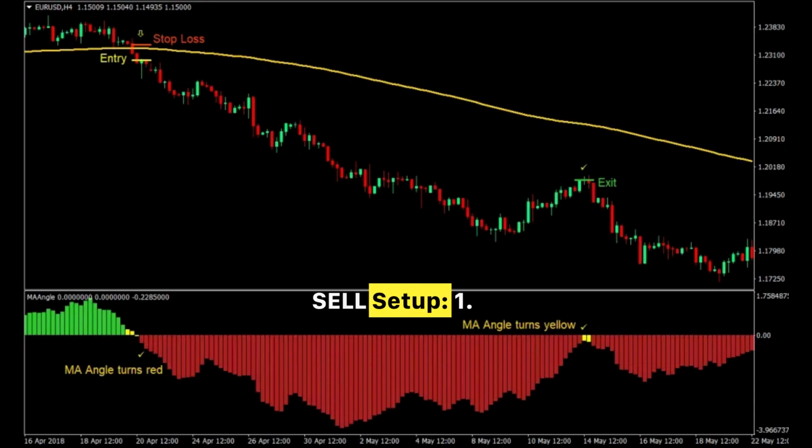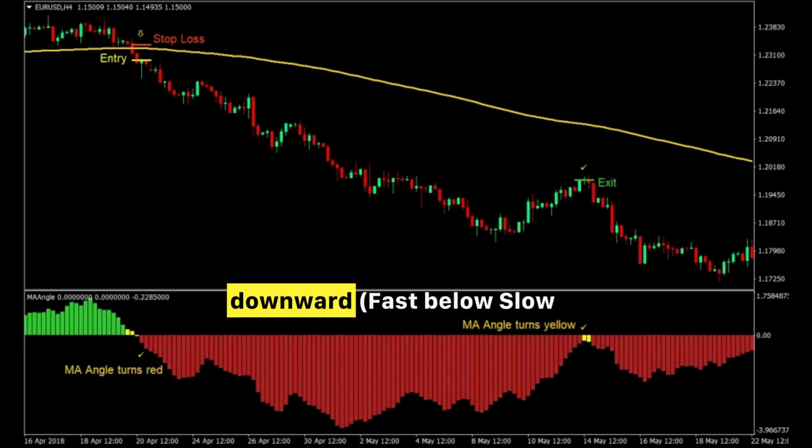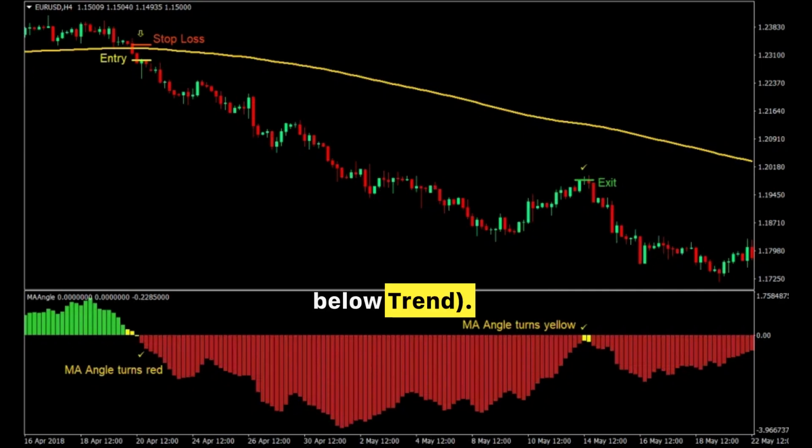Sell setup. 1. All MAs are aligned downward, fast below slow below trend. 2. The fast MA swings down and crosses under the slow MA. 3. Price must be below the trend MA. 4. Enter on candle close after the cross.